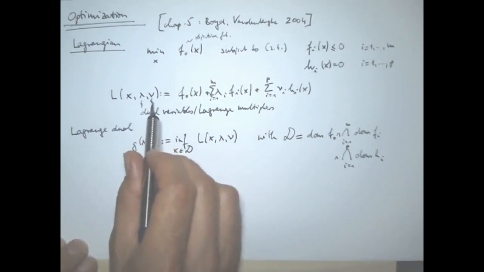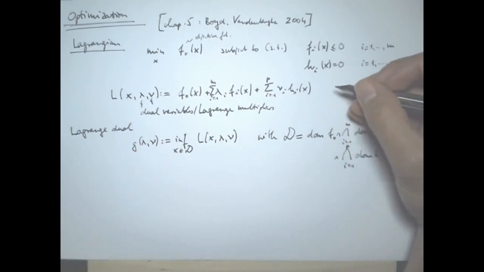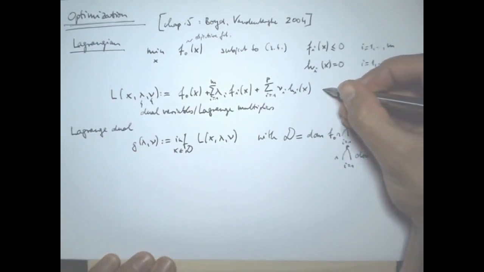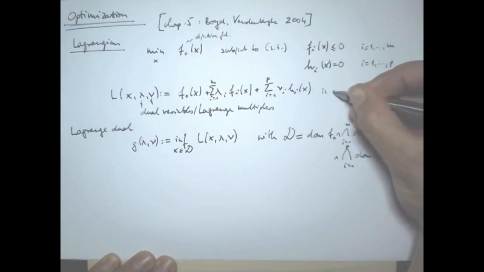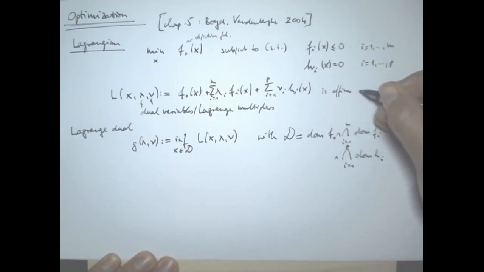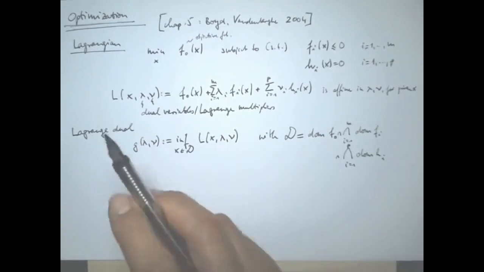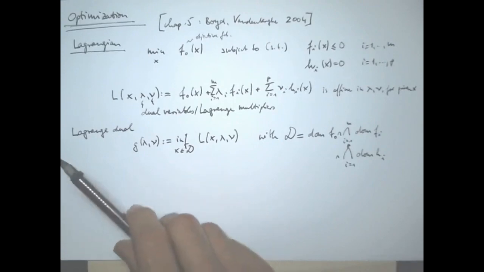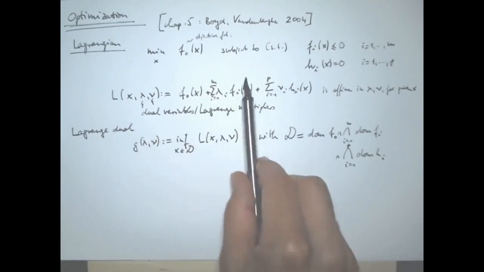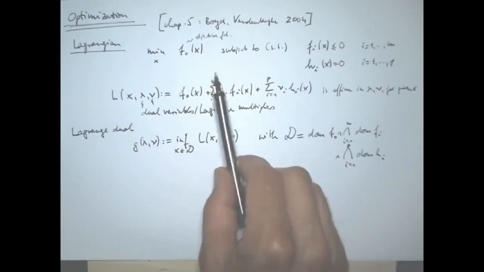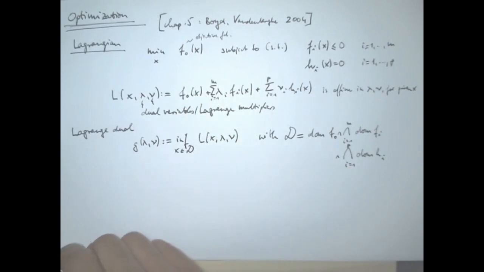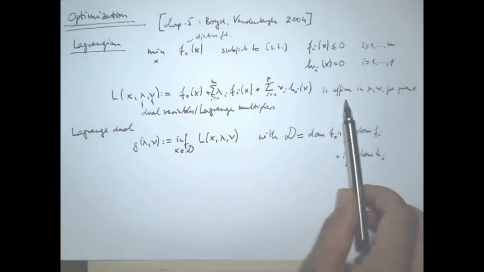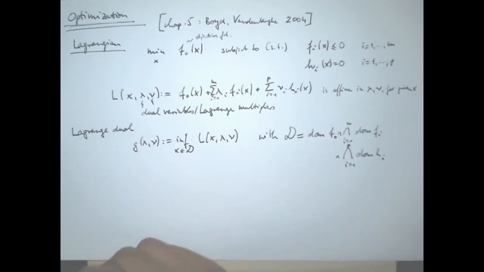L itself is a function which is affine in the variables lambda and mu for a given x. So an affine function is one, so for example here we have a plane plus an offset, which is an example of an affine function. And affine functions are both convex and concave at the same time.